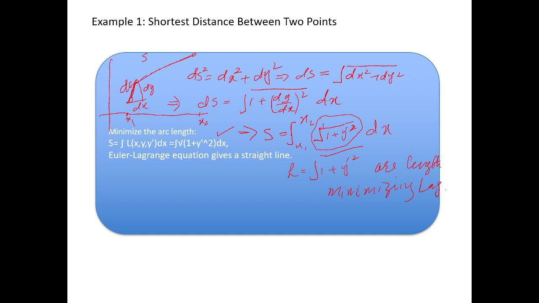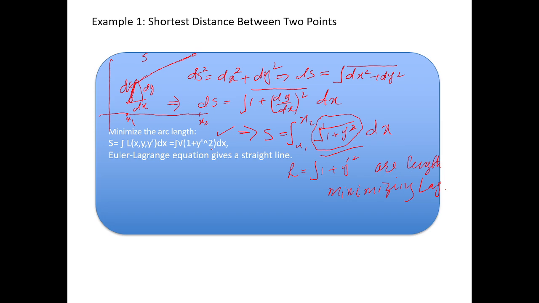Okay, this is the arc length minimizing Lagrangian density. We define it for this little ds, and there are many little ds along the curve, and we add them. Adding them means integrating them. So we integrate this Lagrangian density for the whole curve, and we get the arc length.